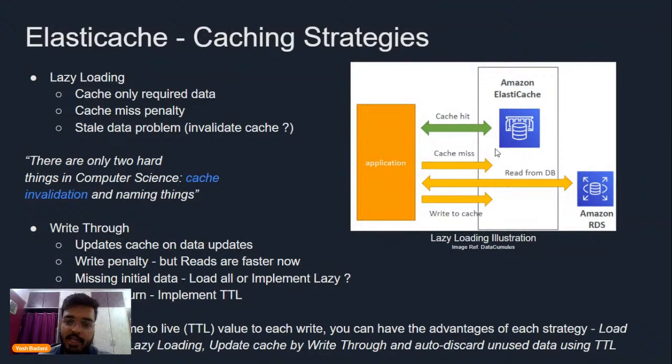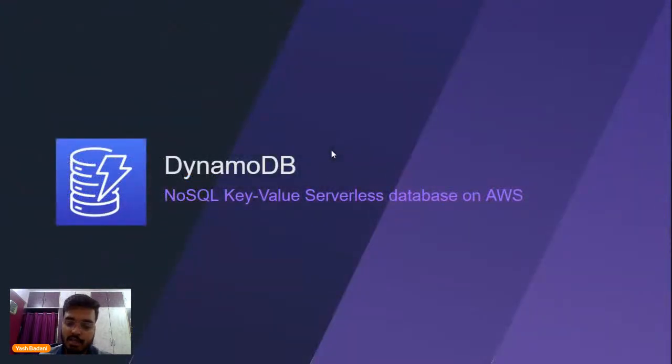So I implemented lazy loading for my initial data, implemented write through for my updated data, and to make sure that I only have the latest data, I also implemented time to live. So I can auto discard the data which is not required within my cache. So this is the caching strategy that we can implement, right?